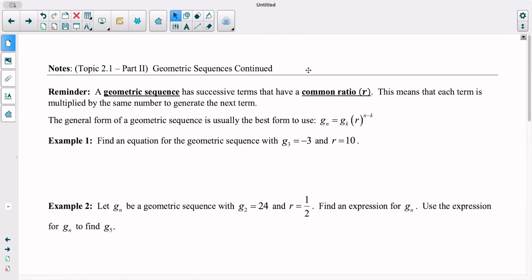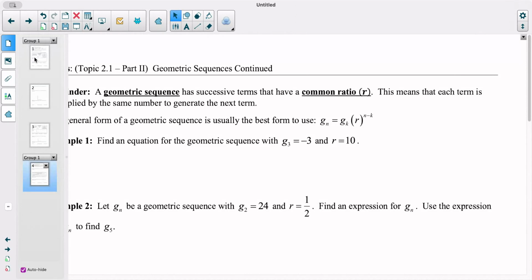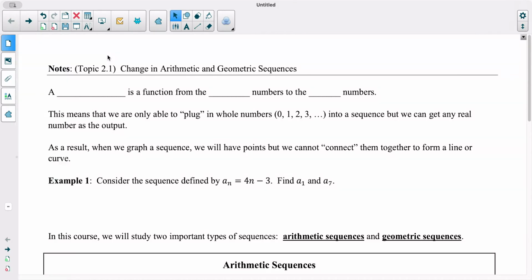All right, so now we are starting on Unit 2. Lots and lots of stuff to be covered in here, logarithms and exponentials, and the first part we're going to get to is going to be arithmetic and geometric sequences.